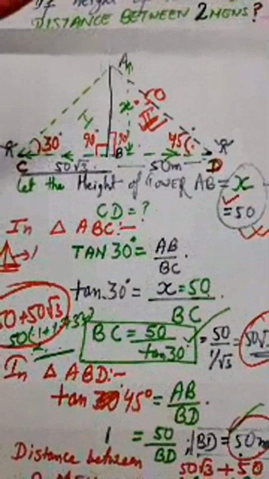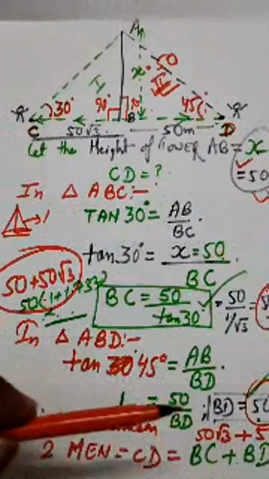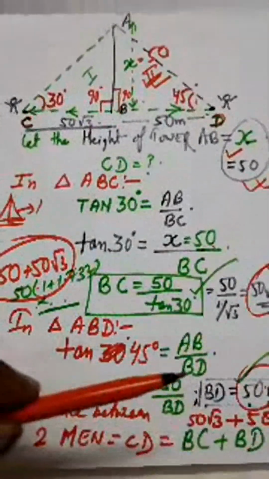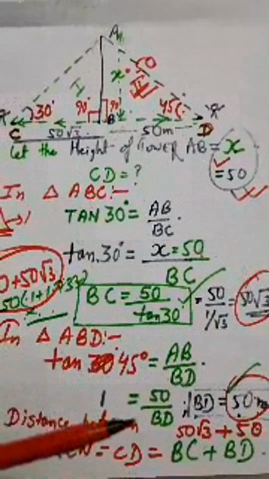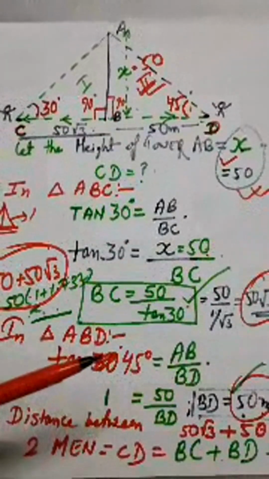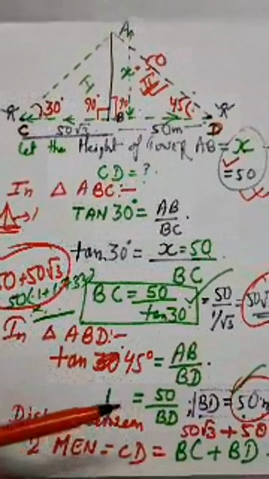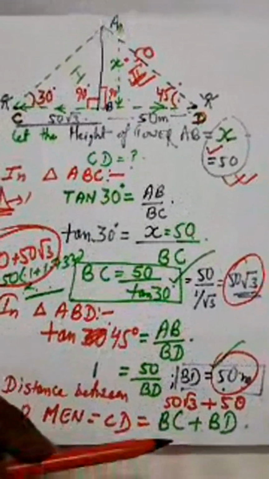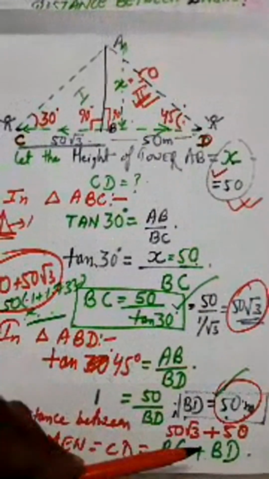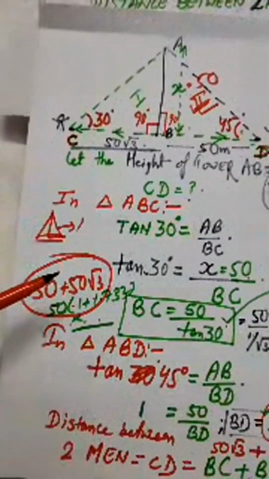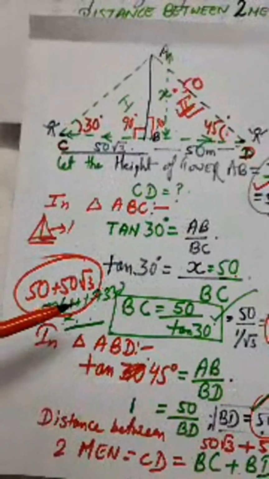So take the other triangle ABD. In triangle ABD, we have considered tan 45 degrees equal to AB by BD. Put the value of AB as 50, and we get the value of BD, because we know that tan 45 is 1. So the value of BD is AB, that is 50. BD is 50 and BC is calculated as 50 root 3. So add both of these to get the distance between the two men, which is CD, that is 50 plus 50 root 3.